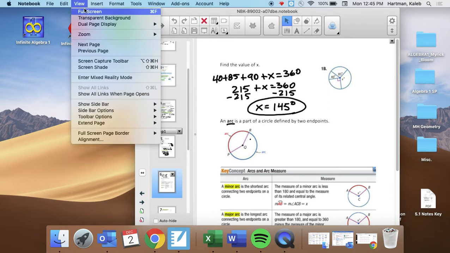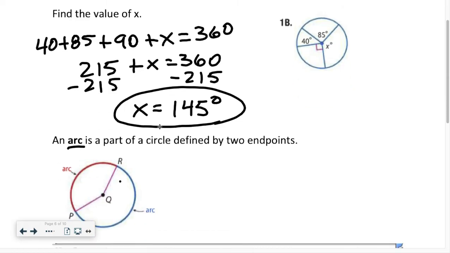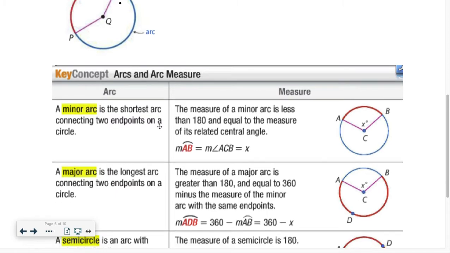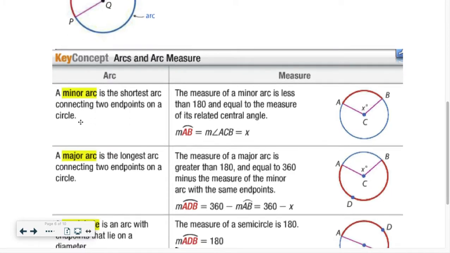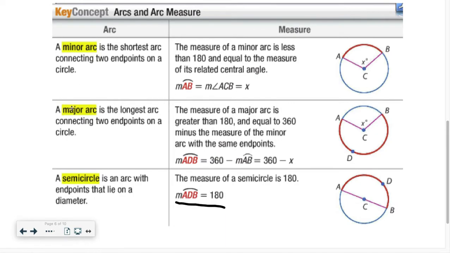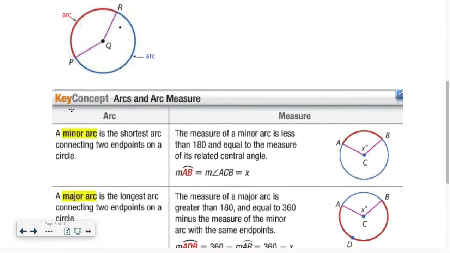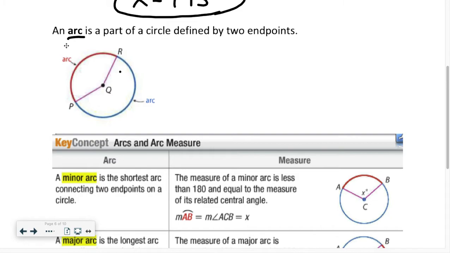All right, everyone. Today we're going to go ahead and finish up the 10-2 notes on arcs and measuring angles and arcs inside of circles here. And so yesterday we did talk a little bit about minor arc, major arc, and semicircles. Again, guys, an arc is a part of a circle defined by two endpoints.